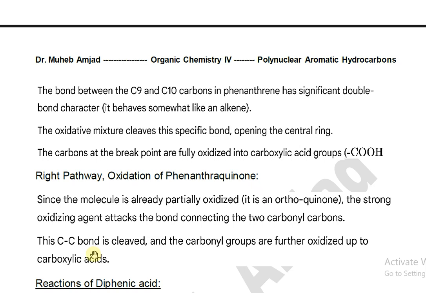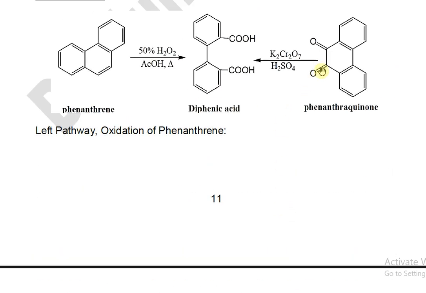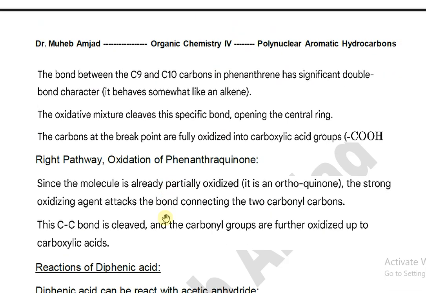This carbon-carbon bond will be cleaved, and the carbonyl groups are further oxidized up to the carboxylic acid. So the carboxylic acid is the end point for the oxidation; it cannot be further oxidized. Now this carbon has one oxygen, but here the carbon has two oxygen atoms. This is the full oxidation for the carbon atom. Okay, the final group will be a carboxylic acid group.